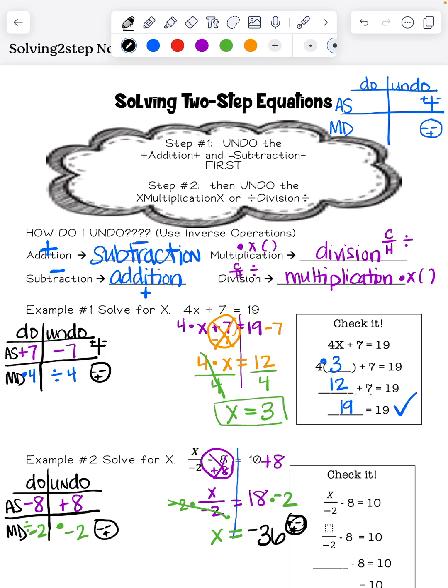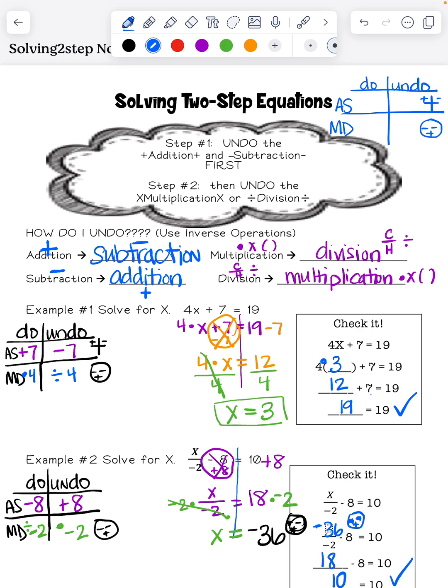So we're going to go back and plug in our answer. Instead of x, we're going to put in negative 36. We're going to need our integer man because we're dividing with a negative. So 36 was negative, 2 was negative, so my answer should be positive 18. 18 minus 8 is 10, and 10 does in fact equal 10.